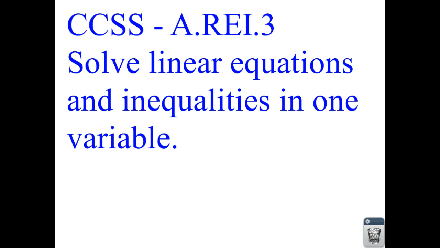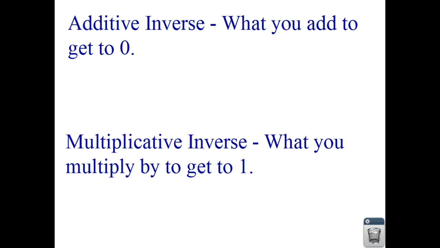So, a couple things that I really want to go over here. Two ideas: additive inverse and multiplicative inverse. These are going to be key ideas. They're the general idea of how we're going to solve these equations. And ultimately, an additive inverse is what you add in order to get zero. It's sort of what you're going to do to cancel out something on one side of an equation.